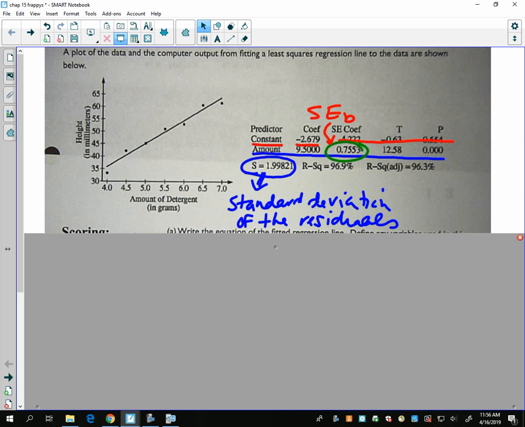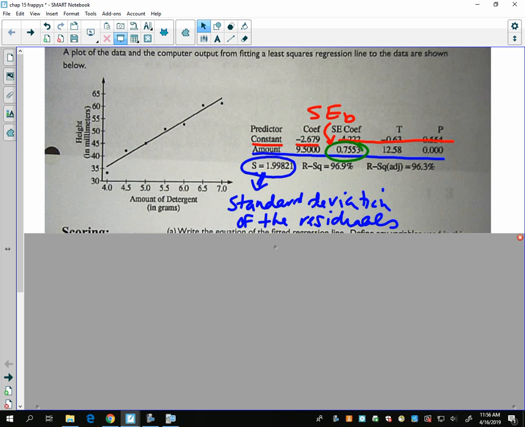A manufacturer of dish detergent believes the height of soap suds in a dishpan depends on the amount of detergent used. Well, that makes sense, right? The more detergent you use, the higher the suds. A study of the suds height for a new dish detergent was conducted. 7 pans of water were prepared. All pans were of the same size and type and contained the same amount of water. The temperature of the water was the same for each pan.